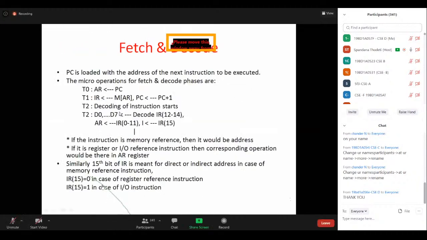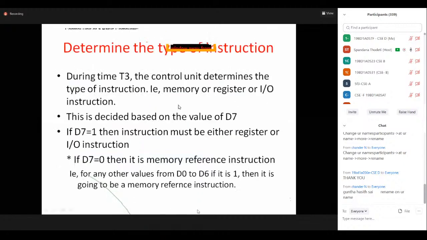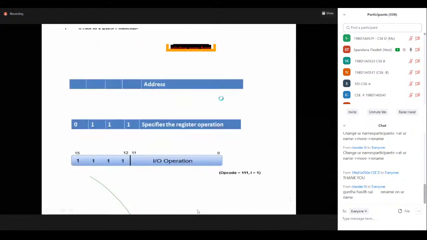Now, what we have done here? We have decoded the instruction. In the second cycle, at the T2 clock cycle, we have decoded the instruction. Now the instruction has been decoded. Now you need to identify what type of instruction it is. Then only you can proceed with instruction execution. What type of instruction it is? That is always decided by the value of D7.